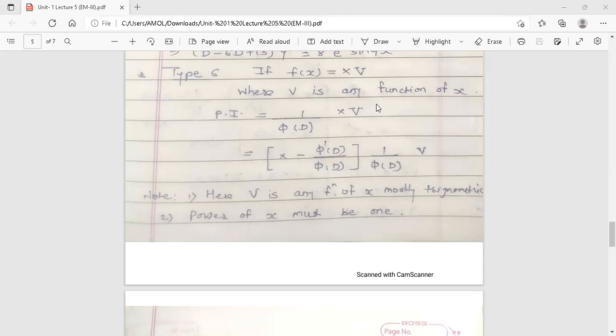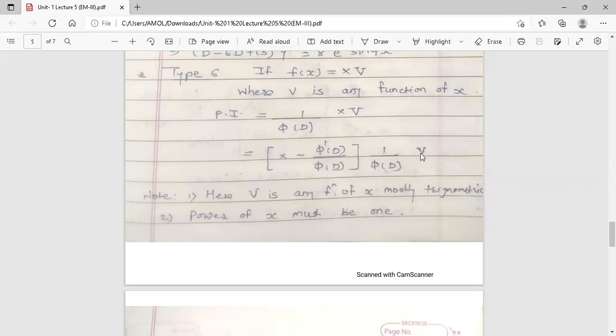Now see what is type 6 or case 6. When the function f of x is equal to x into v, where v is any function of x, then in that case how to find the PI? The formula to find the PI is 1 upon phi of D into f of x. Here f of x is x into v, a product of two functions. One of them is the linear function x and v is any function of x. Now the formula to find the PI when the function is x into v is, in bracket, x minus phi dash of D upon phi of D, bracket complete, into 1 upon phi of D into v.